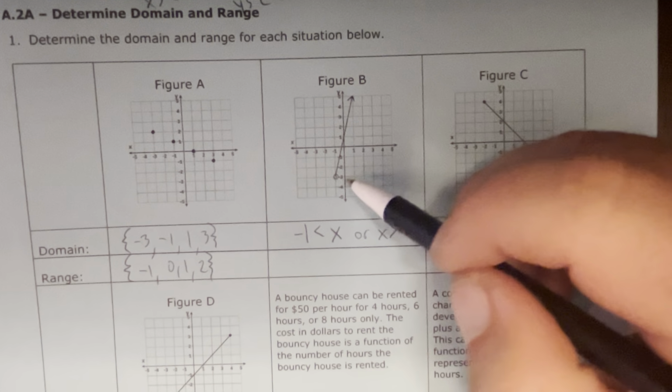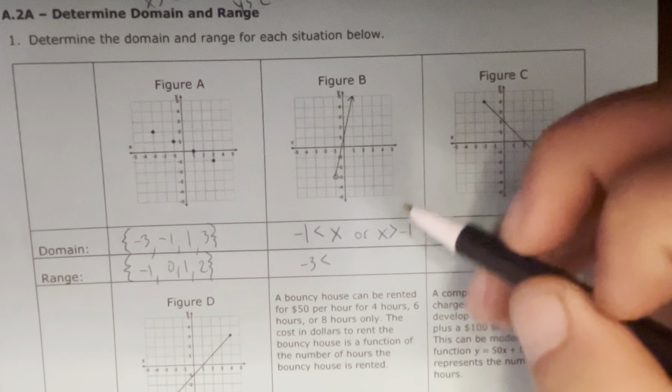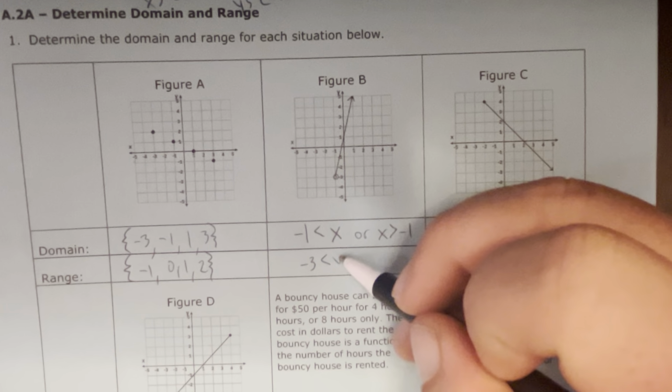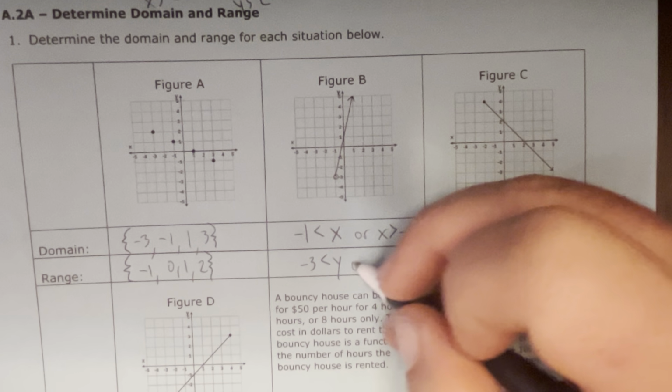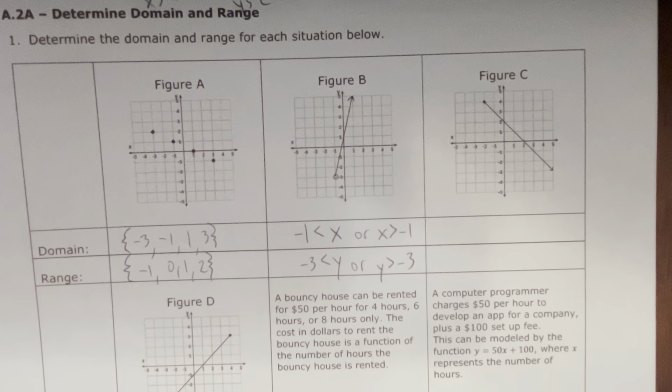For the range, we'll do the same thing. The lowest point is -3. It's open, so it's not going to have the equals, and it goes up forever. And so I don't have to put anything on the right side, so you could write it like that. Or you could write y is greater than -3. Again, both of those are good.